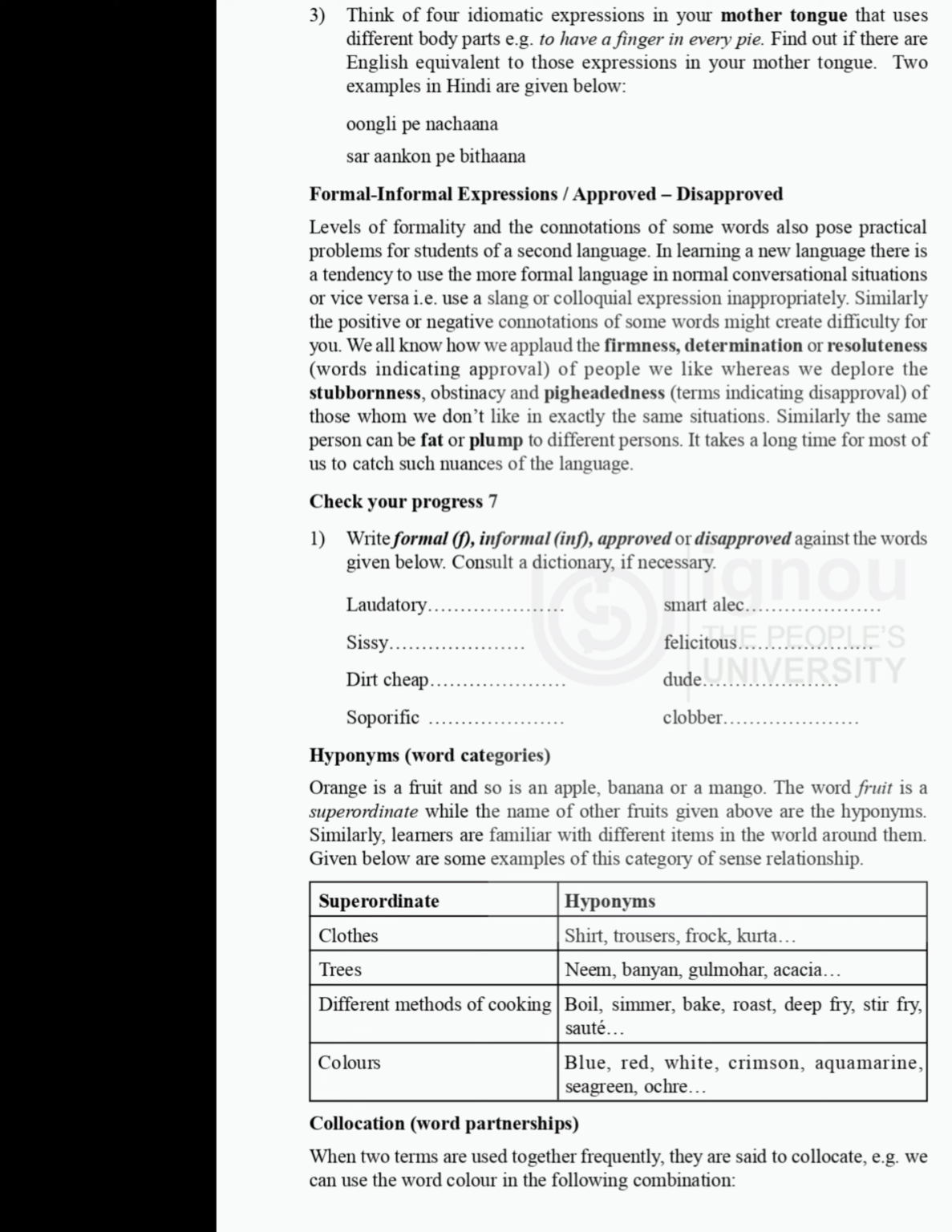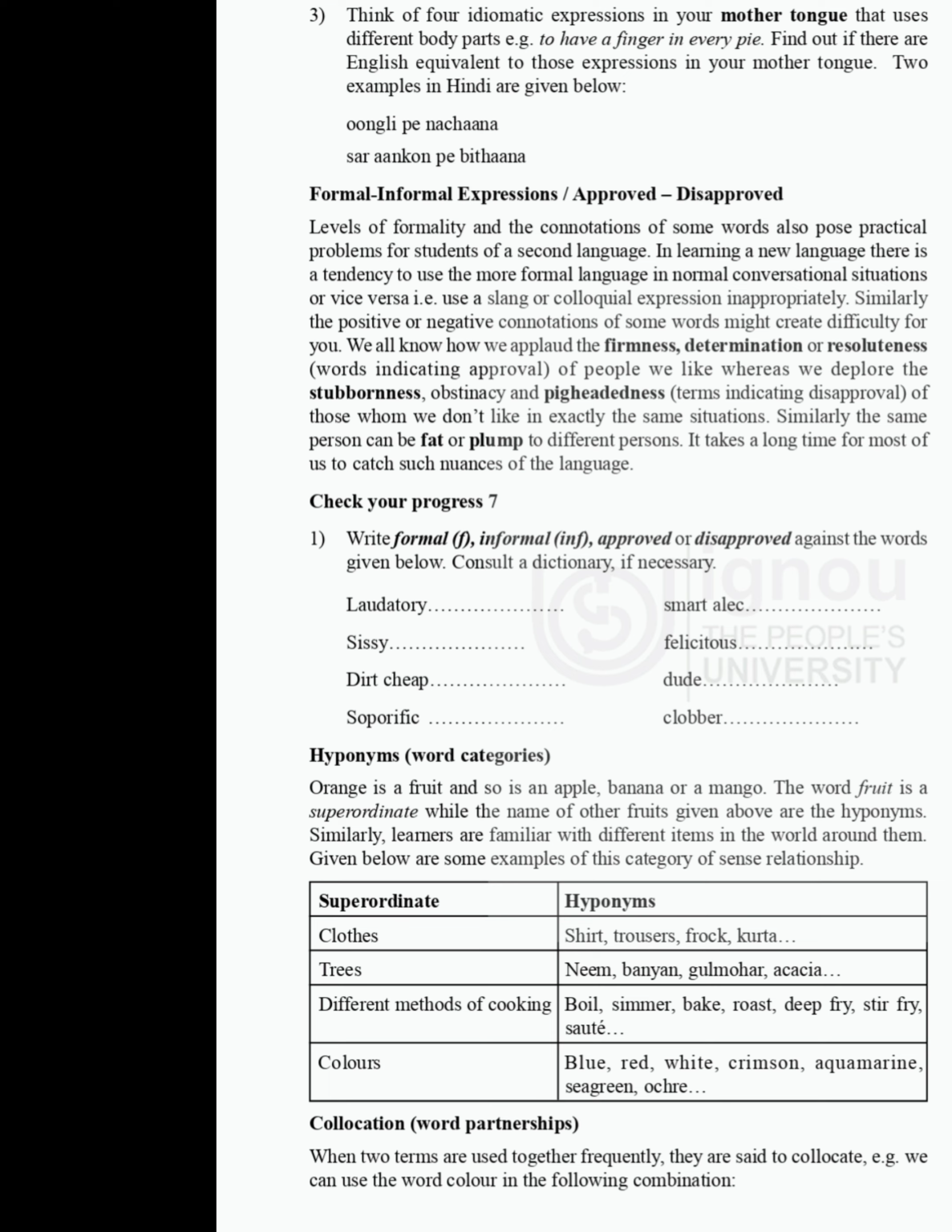Check your progress 7. 1. Write formal, F, informal, I, and approved or disapproved against the words given below. Consult a dictionary, if necessary. Laudatory, sissy, dirt cheap, soporific. Hyponyms, word categories. Smart aleck, felicitous, dude, clobber.